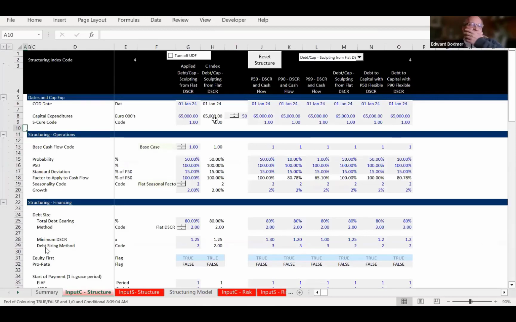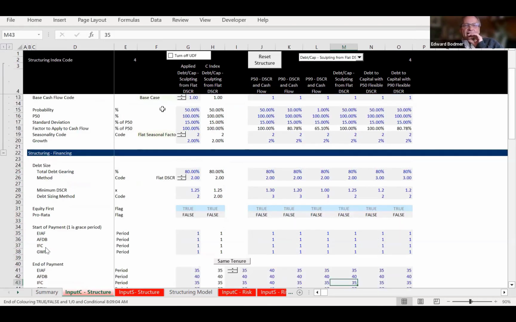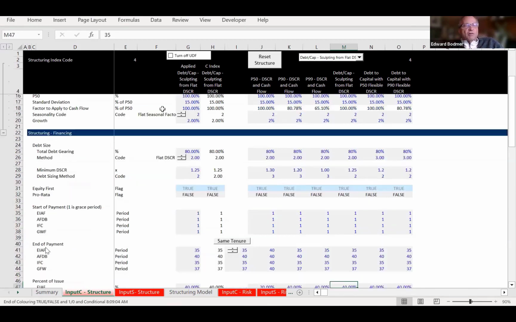Hetty has told me, oh God, your inputs stink. She says you've got to put input C and input S, and I totally agree. So I put in a simple debt structuring and a P90 case, a P99 case, a debt to capital case. We put some different timing in. We put in different statistics, standard deviations, to come up with these different cash flow patterns. And then we've also put different debt issues in.